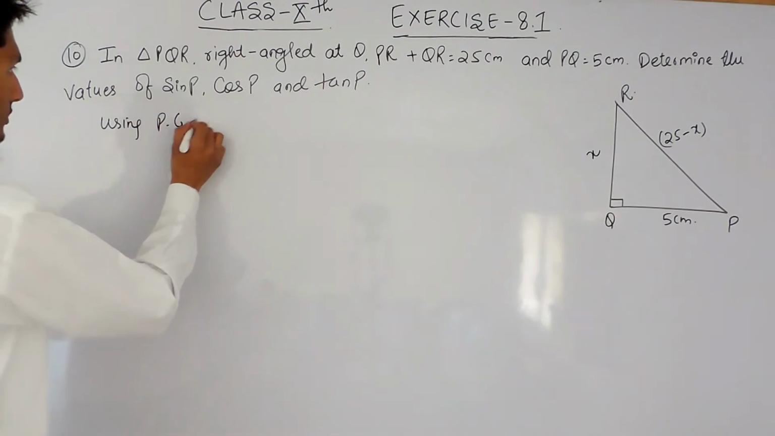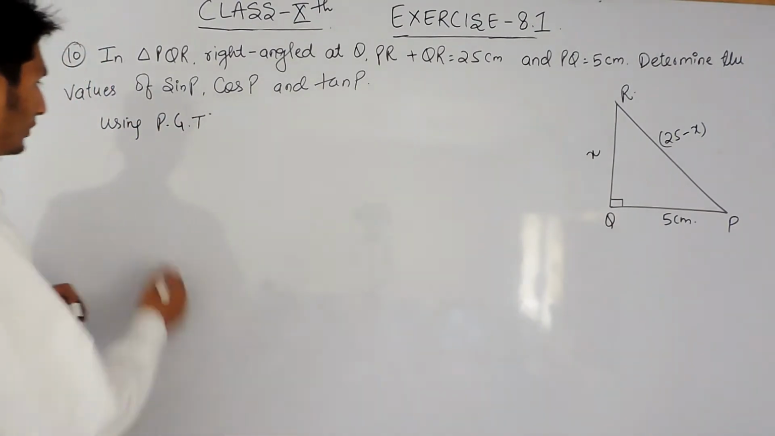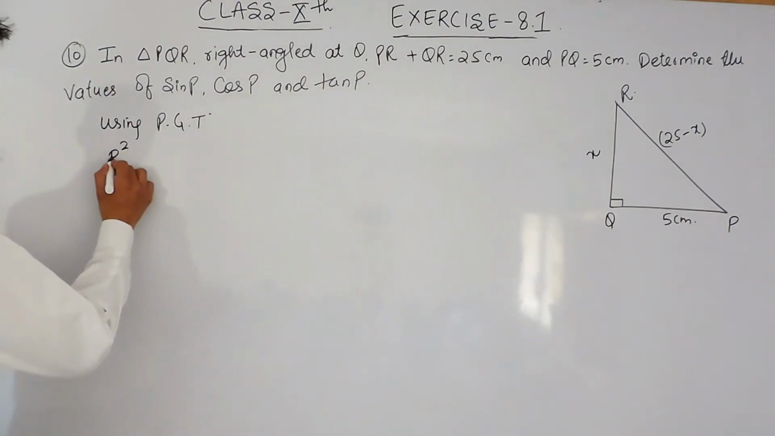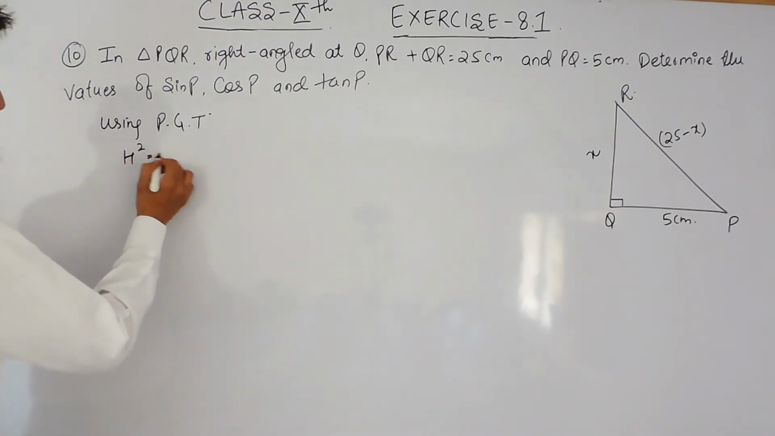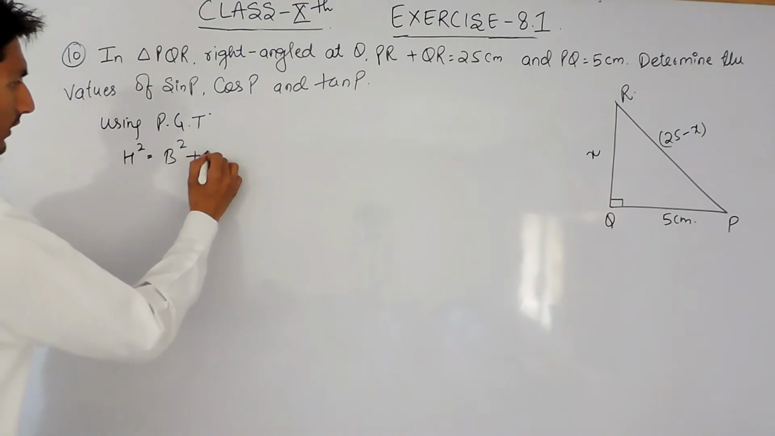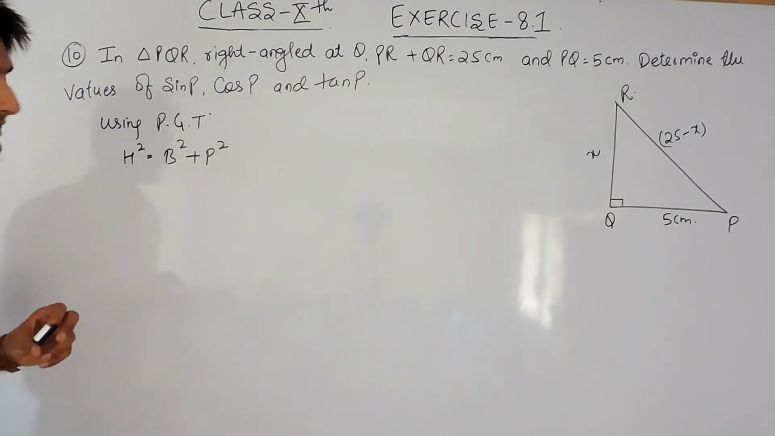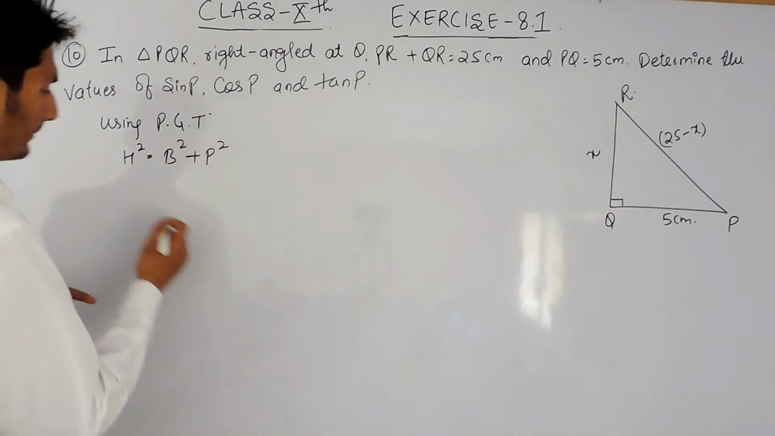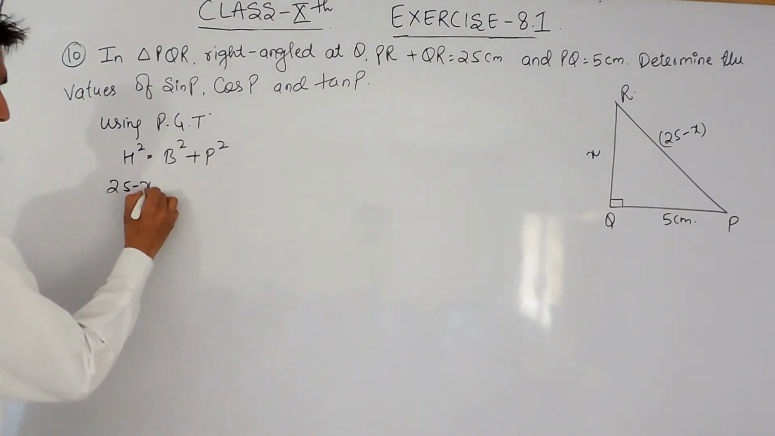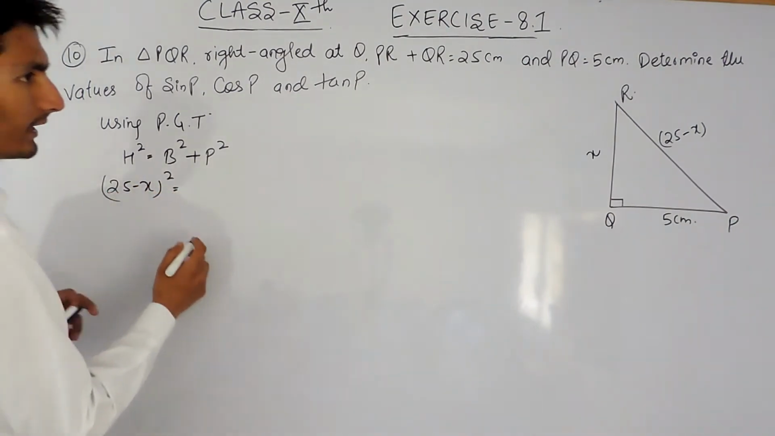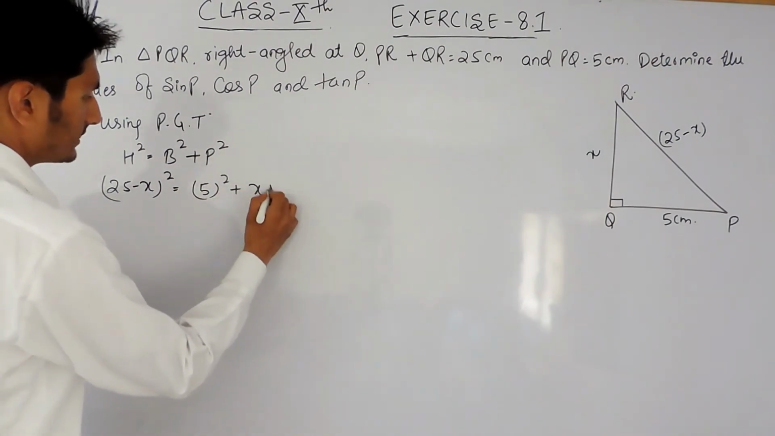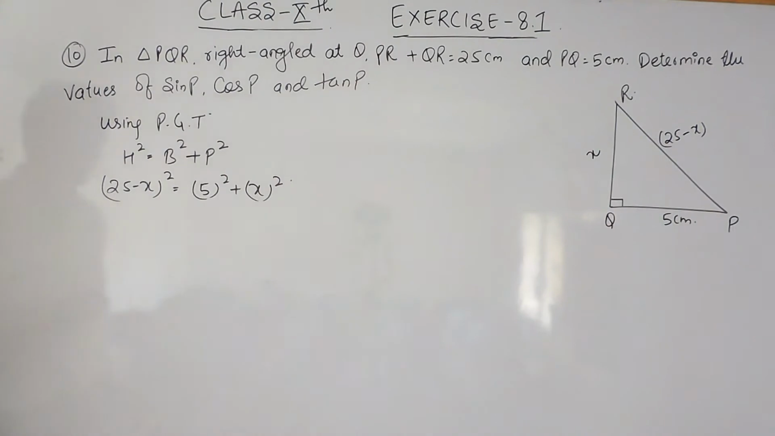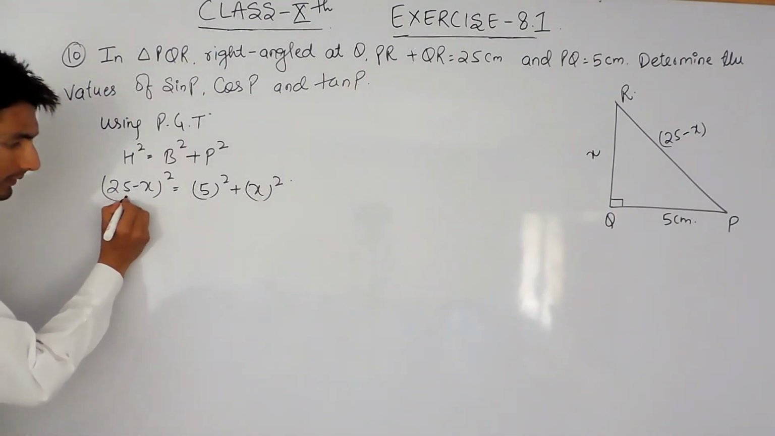Using Pythagoras theorem, which states that in a right angle triangle, the square of its hypotenuse is equal to the square of its base plus the square of its perpendicular. Here, my hypotenuse is 25 minus x whole square, my base is 5 and my perpendicular is x square. Now you have to solve this further.